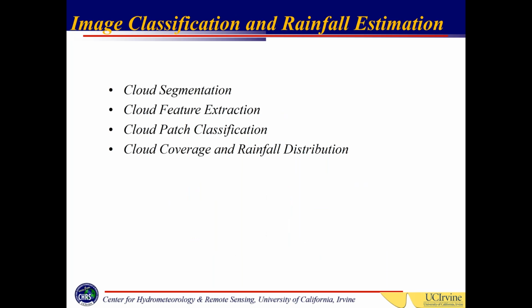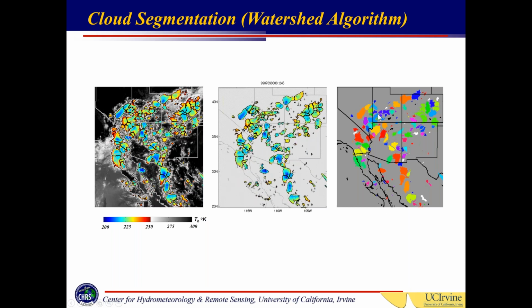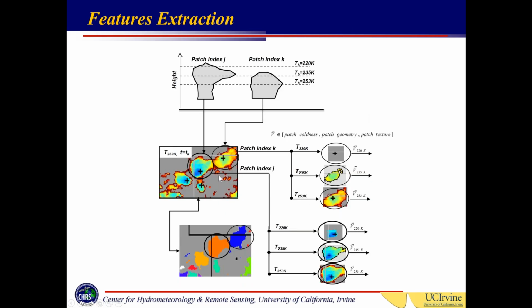So we go over those very fine, interesting approaches at the time of development: segmentation, feature extraction, patch classification, to rainfall estimation. For example, we use a watershed algorithm to find the coldest point, then start to erode and separate the clouds in their coverages. The next step is feature extraction. After segmentation, we can pull out the features from the different levels: 220, 235, 253.